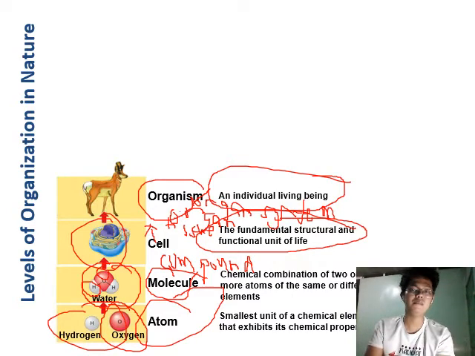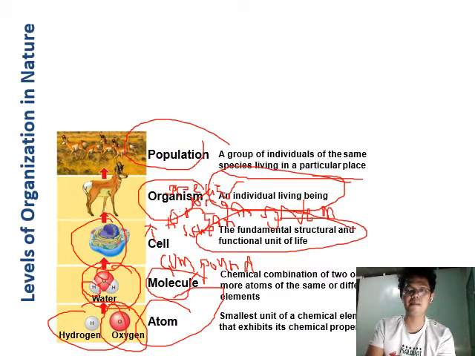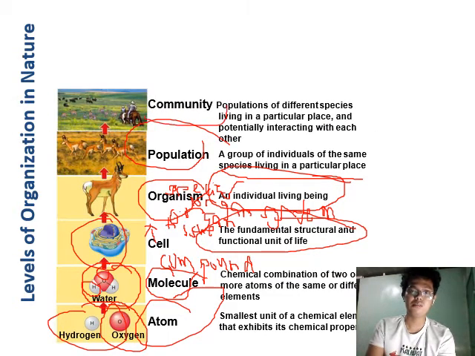So an organism can be classified into species. So each species displays certain characteristics that are unique to it. And then a species could form a population. A population is a group of individuals of the same species living in a particular place. And then from a population, it forms a community. So a community is a group of populations of different species living in a particular place and potentially interacting with each other.